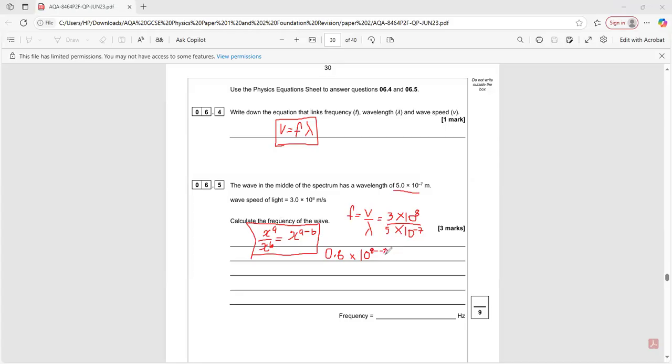If you are showing your working, this is how you are going to write it: 8 minus minus 7. And we all know that the minus and the minus in front will become plus. So that will now leave me with 0.6.